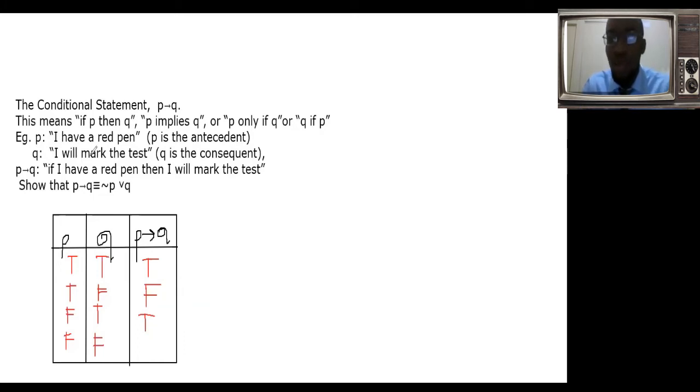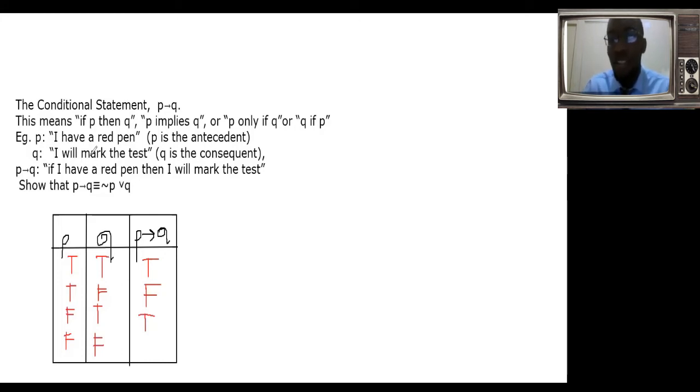Think about it this way. If I told you that if you get A on your reasoning and logics exam, then I give you $5,000. Now, if you did not get A, but I still give you $5,000, did I lie? I did not lie. The only time I would lie is if you got A on your test and I did not give you any money. All right, that's the only time I would lie.